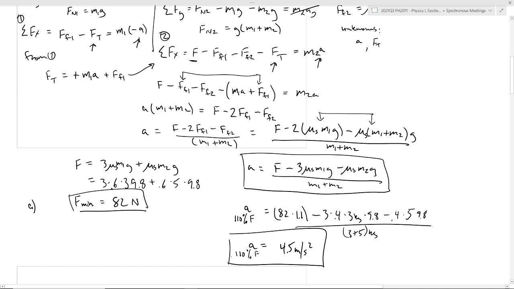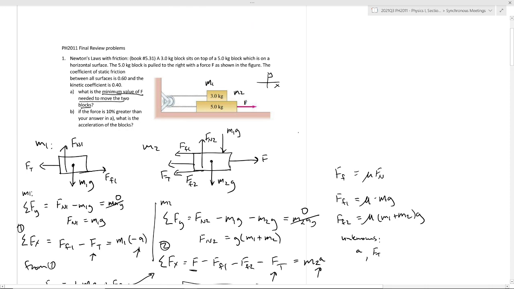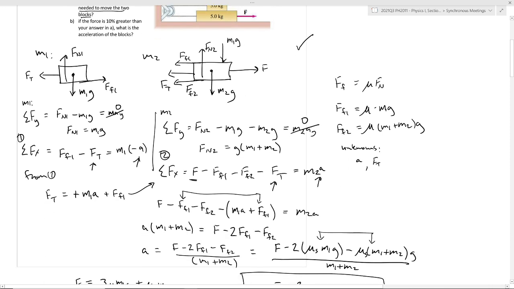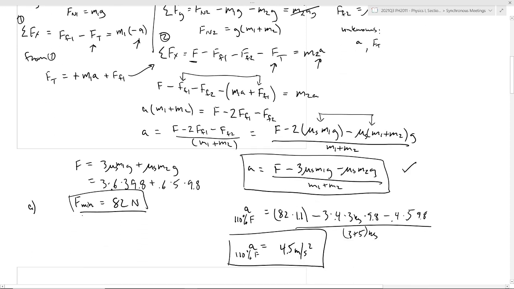So this is a pretty good question in that it allows us to do fairly complicated free body diagrams. We need to do some algebra to find an expression for the acceleration. And then we looked at a condition, what would be the minimum force to get it to move, and what would be the acceleration given a particular applied force, 110% of that minimum, noting also that when it starts to move, mu s goes to mu k. So this is a pretty good question in terms of looking at Newton's laws, and a good one to review.